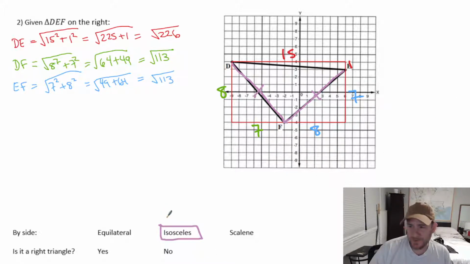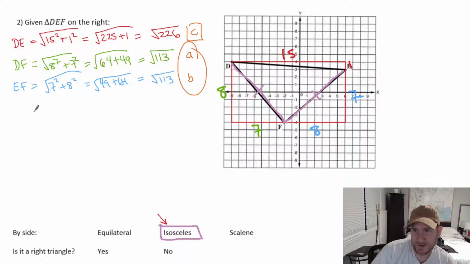So there's the work that really proves that we're isosceles. We can see we've got the two sides that are the same. So now, are we a right triangle, an acute triangle, or an obtuse triangle? This one's a little tricky. The root 226 is obviously the biggest, so that has to be C for us. Then the two smaller ones will be our A and our B.